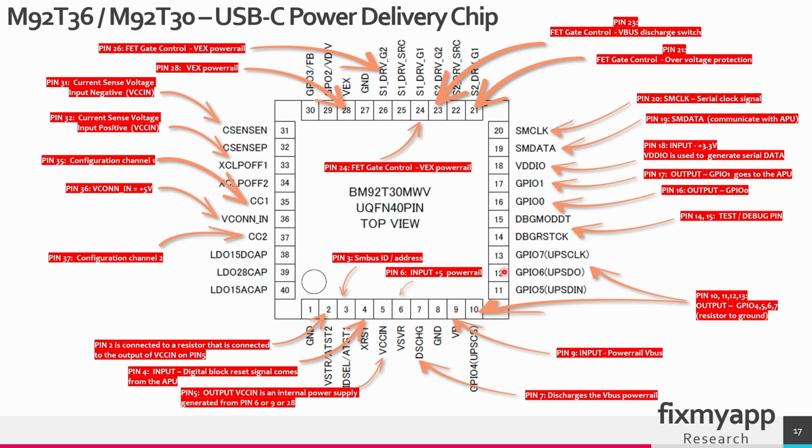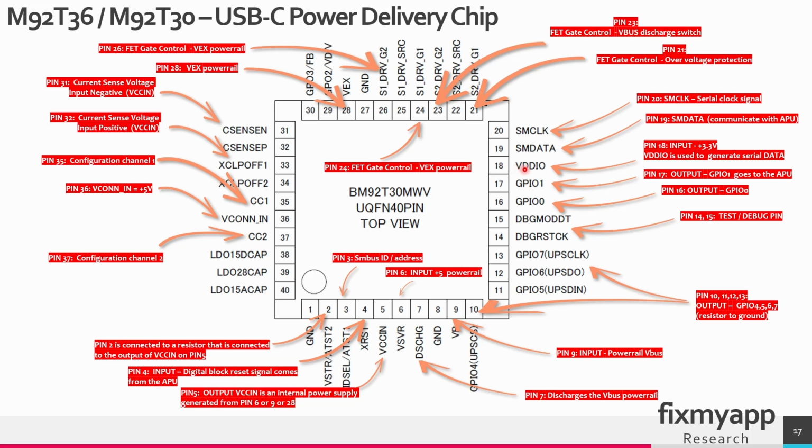Pin 10, 11, 12 and 13 are general input-output pins. And I don't think they are being used in the Nintendo Switch because they are pulled down. Pin 14 and 15 are test and debug pins. I don't think it has a purpose in the Nintendo Switch. Pin 16 is a general purpose input-output. 17 is the same. It's a general input-output, but this one goes to the APU, and I don't know what this pin represents.